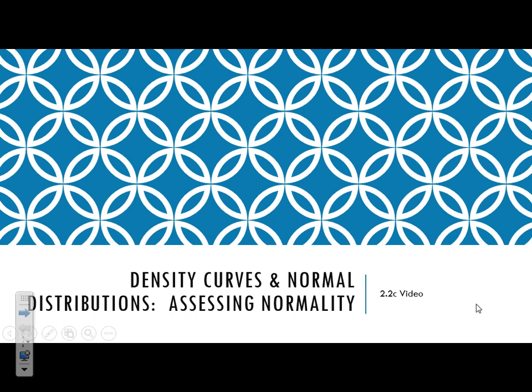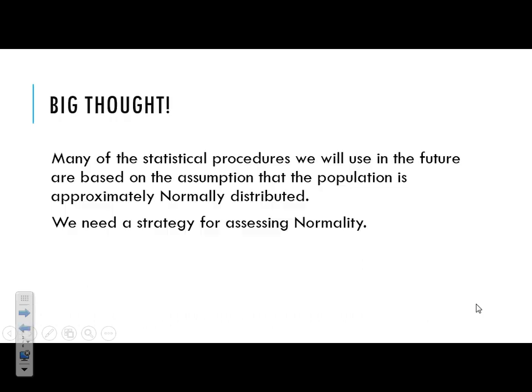We want to take our final video of Chapter 2 and talk about the idea of assessing normality. Okay? Now, we need to understand a big thought for the day. Many of the statistical procedures that we're going to use in the future are based on the assumption that a population is approximately normally distributed. Now, if you think back to all the problems that we've been doing within your textbook, every time we do a problem, we see that phrase in the problem, approximately normal, right?